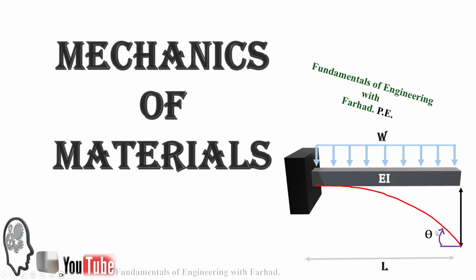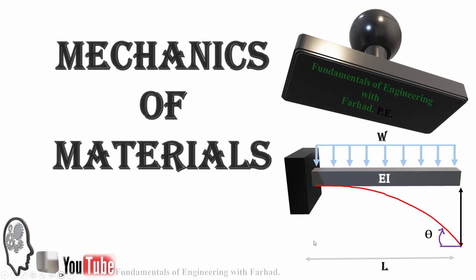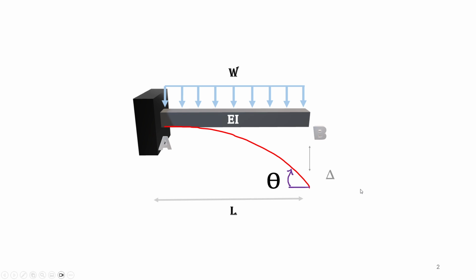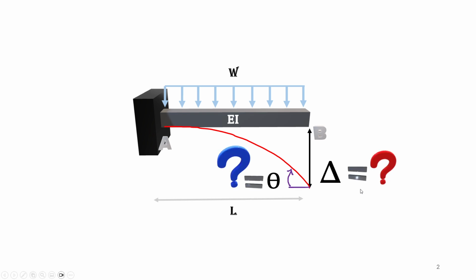Hi everyone, and welcome back to Fundamentals of Engineering with Mechanics of Materials, Maximum Deflection Calculation in Beam. In this example, we have a cantilever beam AB, this time handling a distributed load of W. We want to calculate the delta at B and also theta at B.